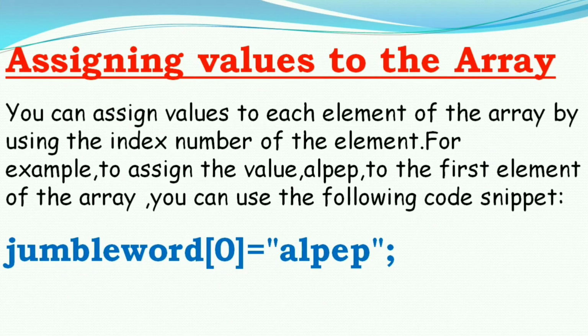Assigning values to the array. You can assign a value to each element of the array by using the index number of the element. For example, to assign the value lpep to the first element of the array, you can use the following code snippet. Jumble word 0 equals lpep, यानी कि 0 इंडेक्स पे हमारा lpep असाइन हो गया.